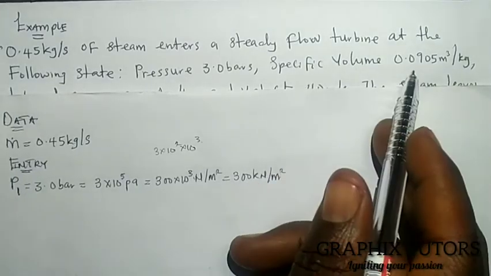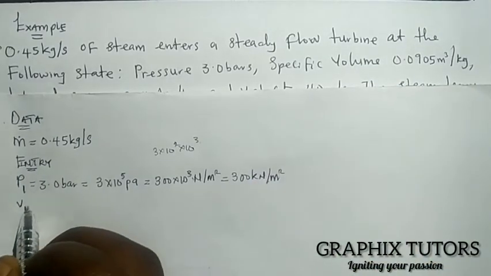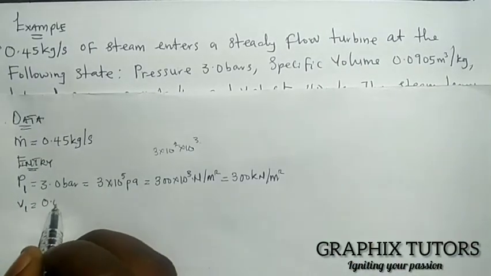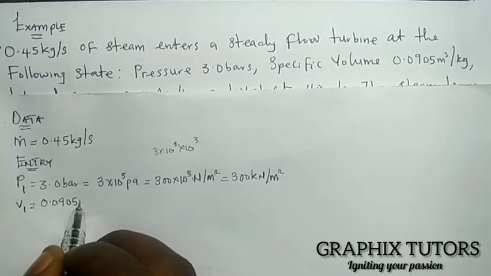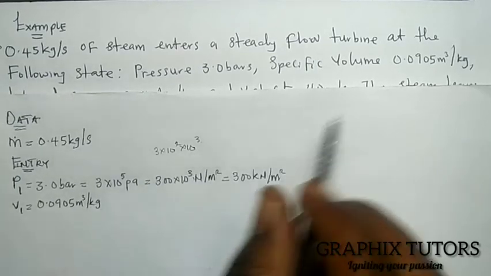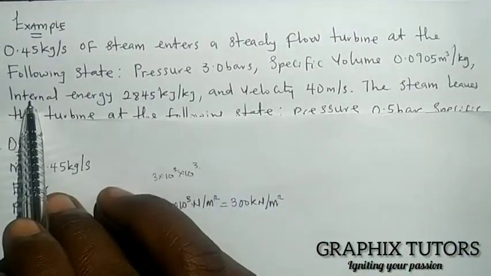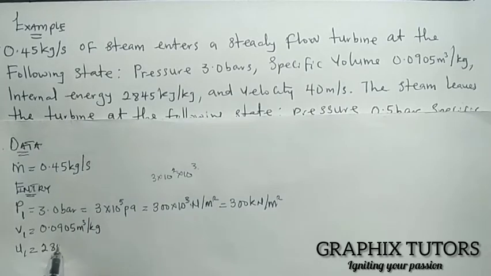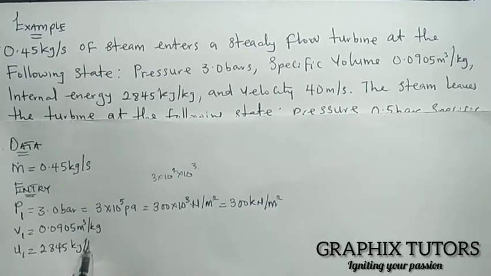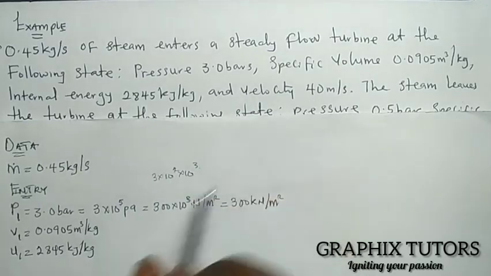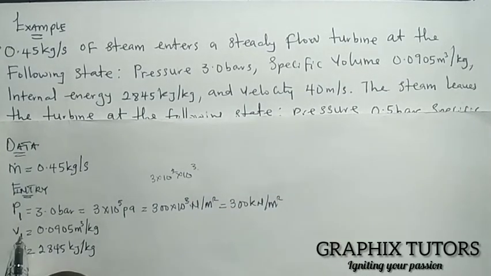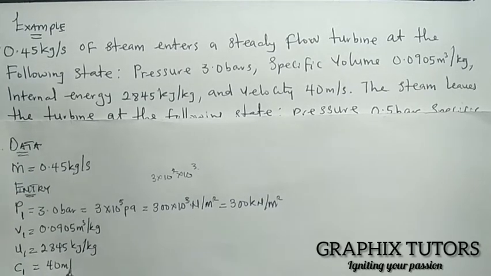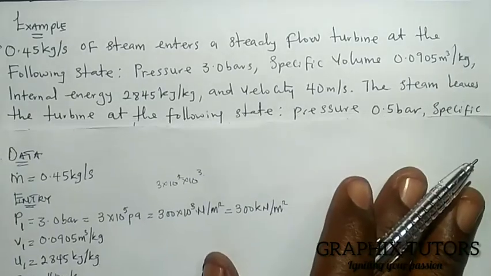So now we move further. The specific volume V1 is 0.0905 meter cube per kilogram. Now we move further. The internal energy will be U1, and U1 is 2845 kilojoule per kilogram. And the velocity, I will use C1 so as not to disturb my V1, and that is 40 meter per second. Now that is at the entry.